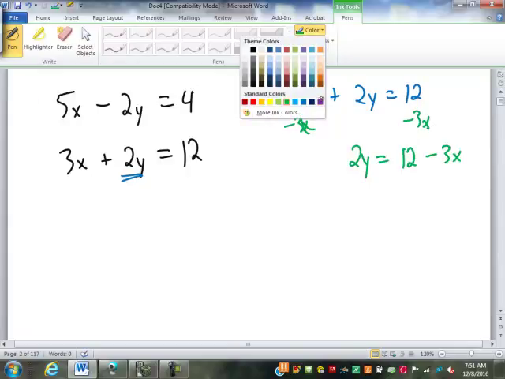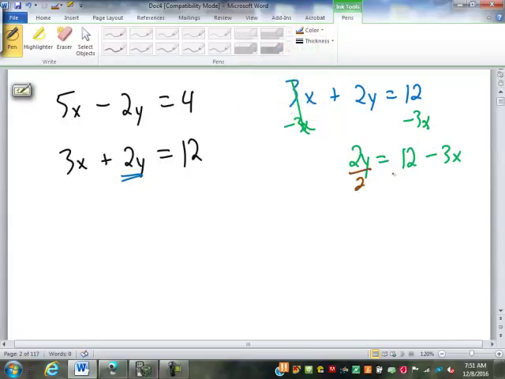And then divide by the 2. So y equals 12 divided by 2 is 6, minus 1.5x. 1.5 we're going to call it, x.